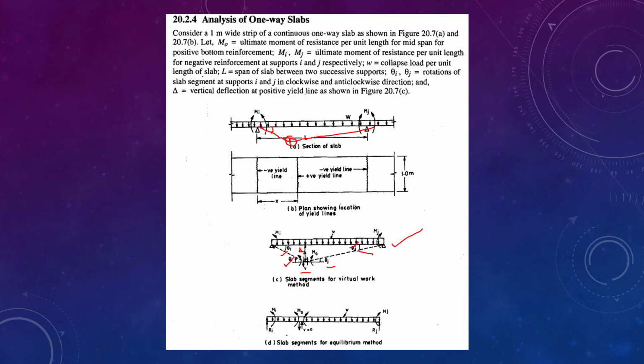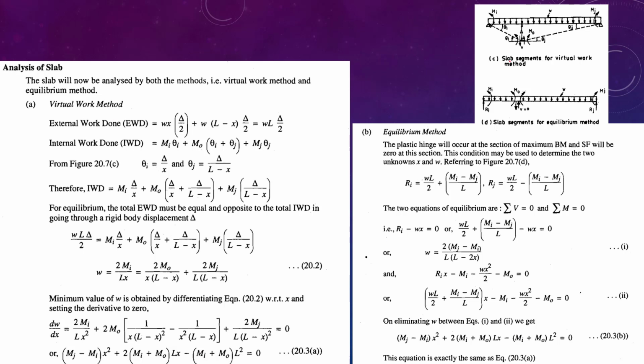And in parallel, see the equilibrium method, the same thing. We have the reactions Ri and Rj, which come in addition to the previous figure. Other things, Mi and Mj, are the same: the support internal moments. M0 is the internal positive bending moment. Then W is the collapse load. So these things are clear to you. I have placed that figure at the top right for your understanding. Now we will try to analyze it.